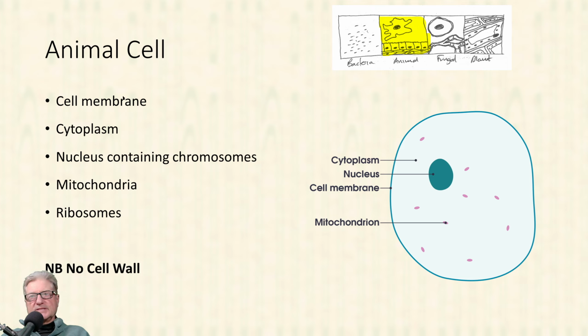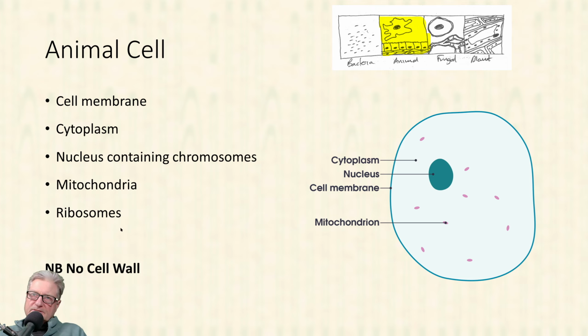Remember, it's got the same four things that every eukaryotic cell has. Those four things: the cell membrane, the cytoplasm, the nucleus containing chromosomes, and it has mitochondria. All the eukaryotic cells, animal, fungi, and plant, have all of those four. And it has ribosomes. So these ribosomes, did we have ribosomes in the plant cell? Yes, we did. So those five things are present in all the eukaryotic cells, and the animal cell basically just has them.